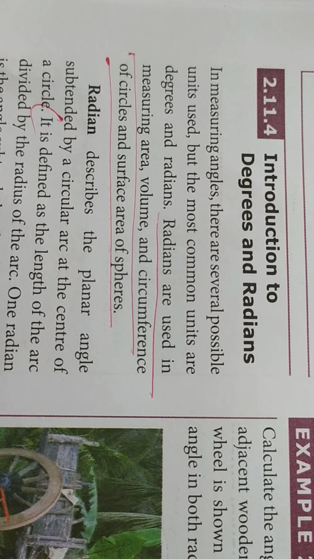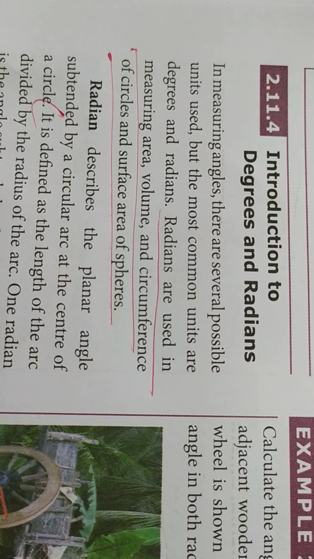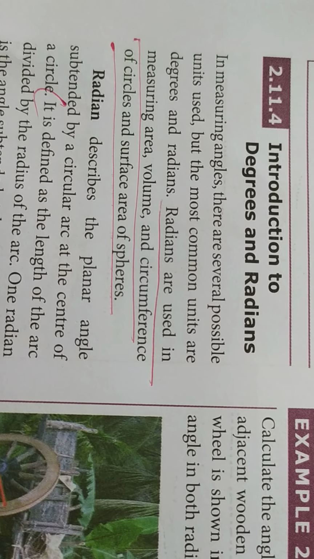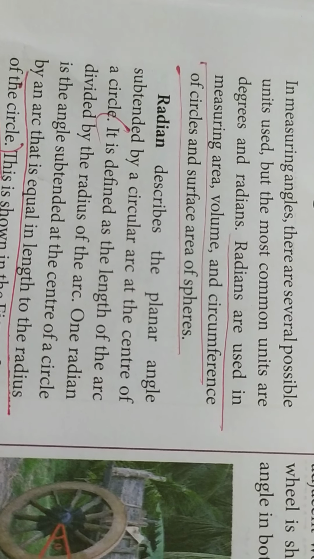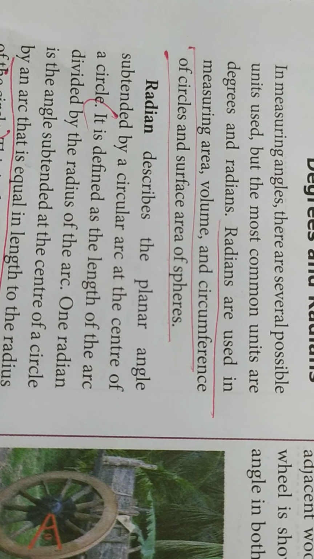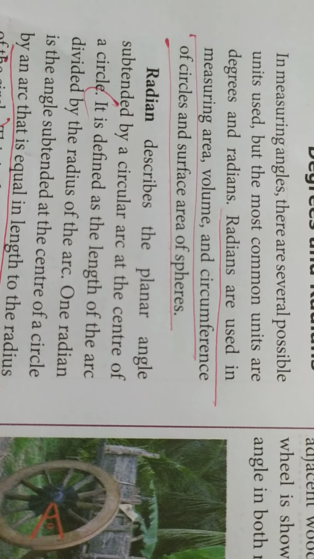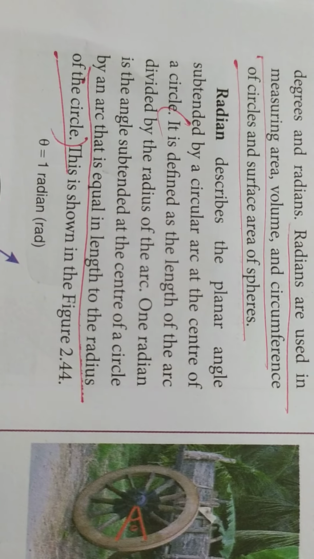Next we are going to see about degrees and radians. Usually degrees are measured for linear motions and radians for circular motion, and radians are used in measuring area, volume and circumference of circles and surface area of spheres. And we shall see what a radian is now.